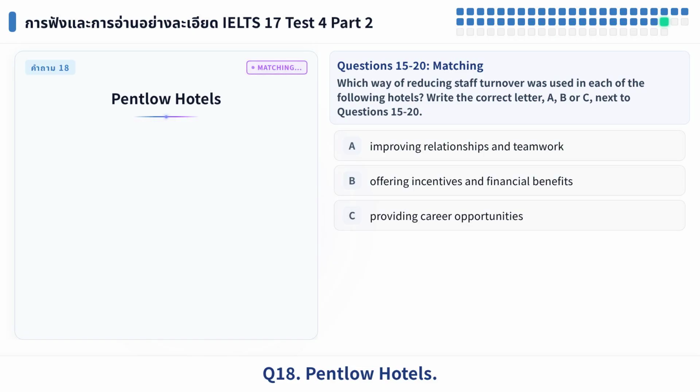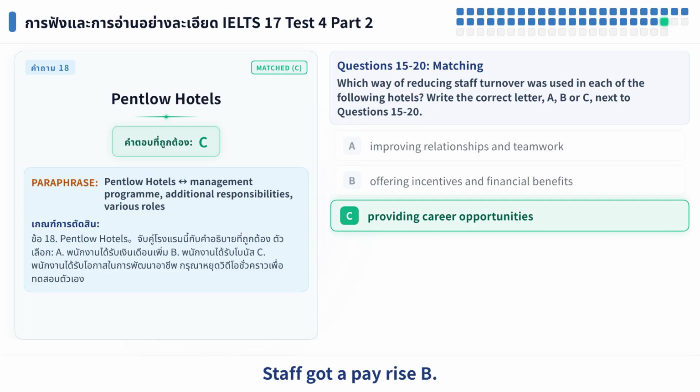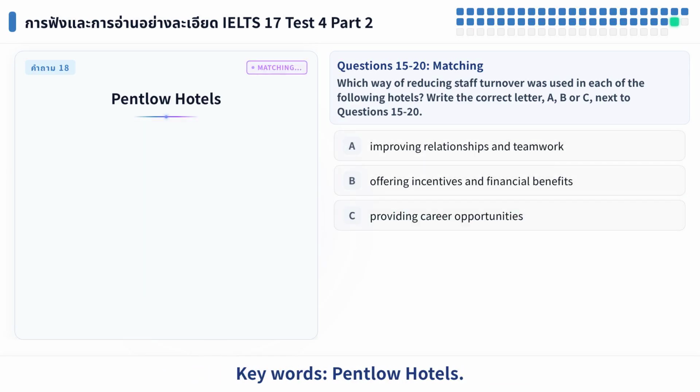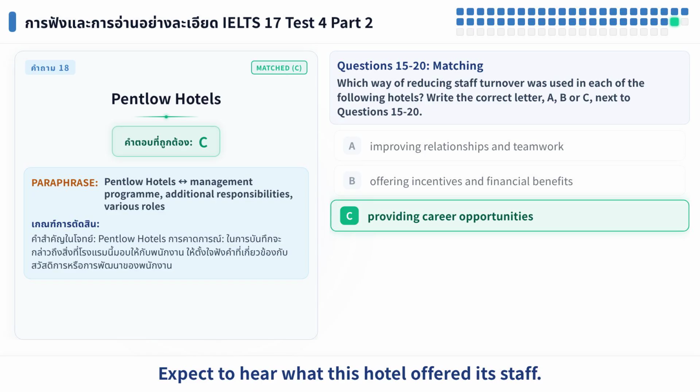Q18 Pentlow Hotels. Match this hotel with the correct description. Options: A, staff got a pay rise. B, staff got a bonus. C, staff got career development opportunities. Pause the video and try this question. Keywords: Pentlow Hotels. Expect to hear what this hotel offered its staff. Listen for words about staff benefits or development.